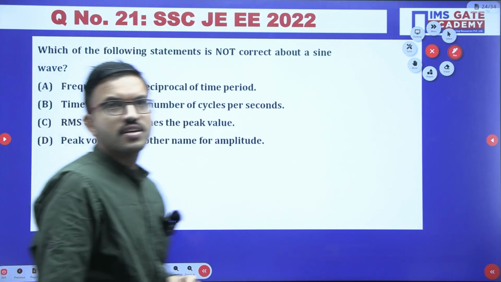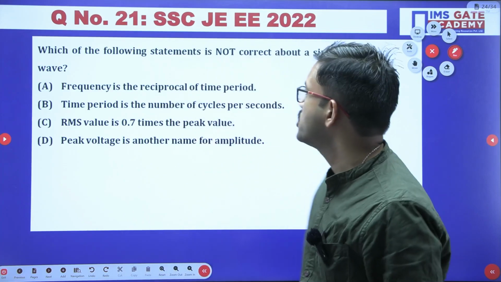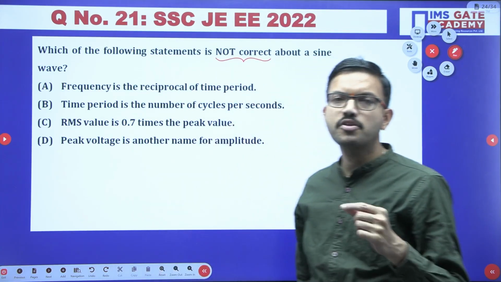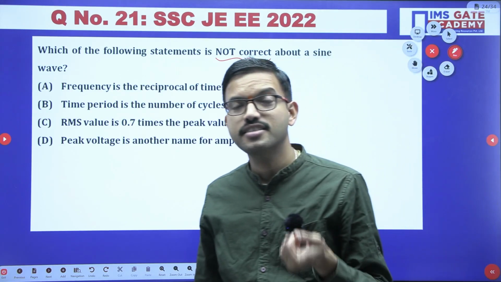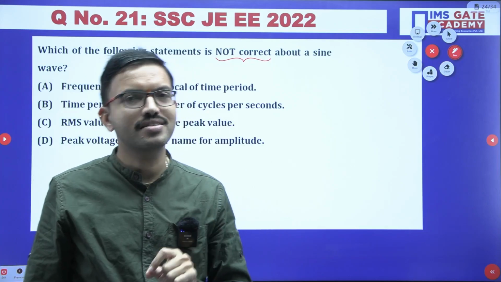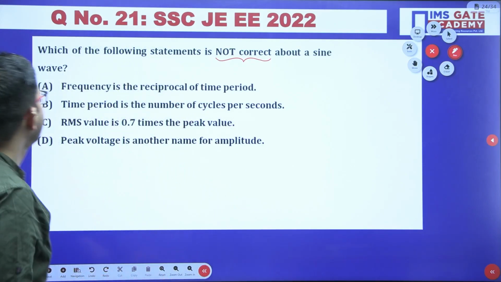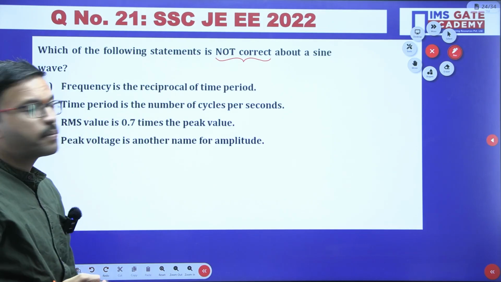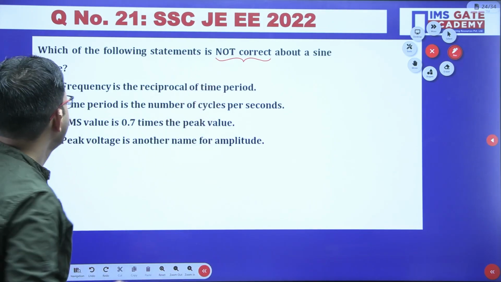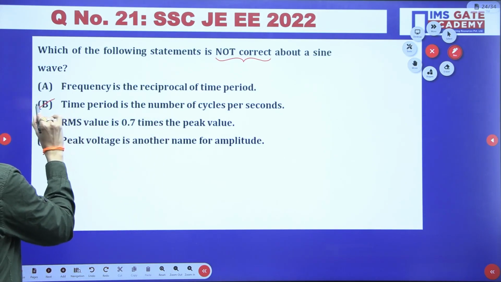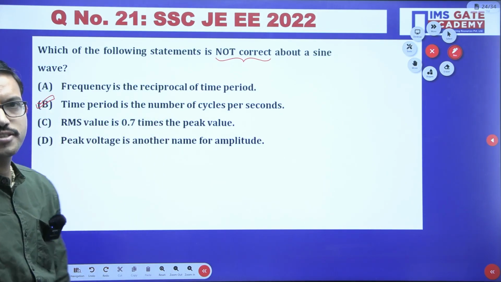Next question. Which of the following statements is not correct? See, it is very important. In some questions they can ask which of the following is correct. In some questions they can ask which of the following is not correct. According to the context, you have to answer the question accordingly. Okay, right. So here, frequency is the reciprocal of time period. That is a true statement, but they are asking for not correct, right? So here, time period is the number of cycles per second. This is the wrong statement, hence it will be the correct option for this question.